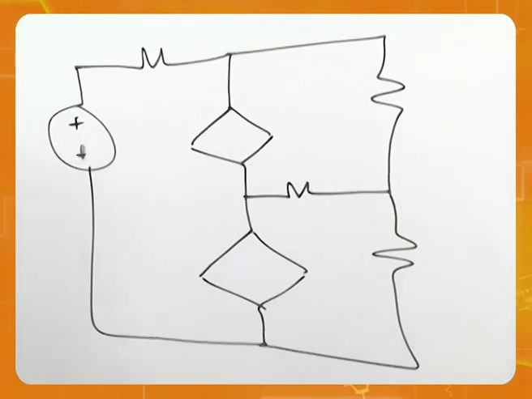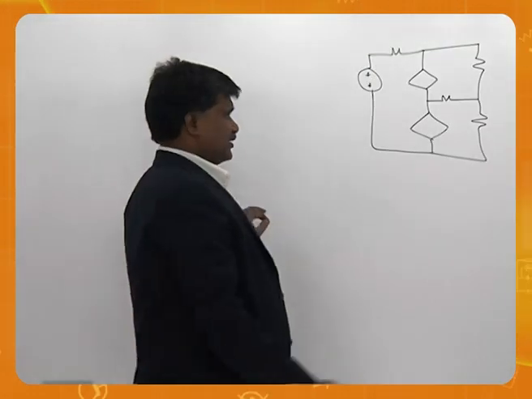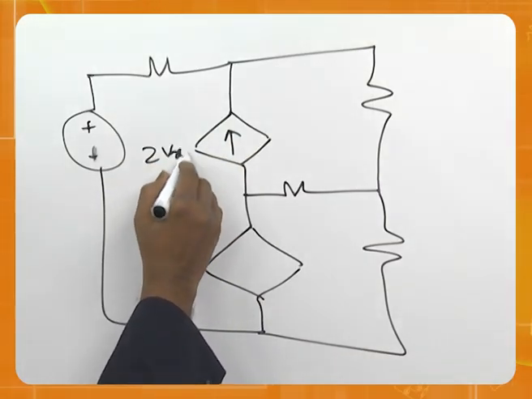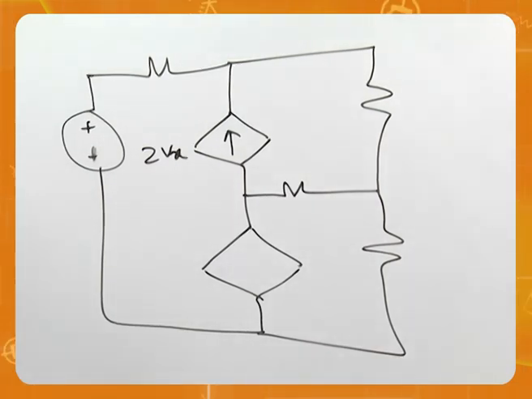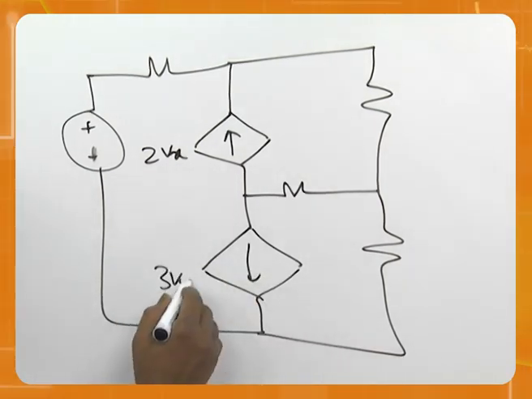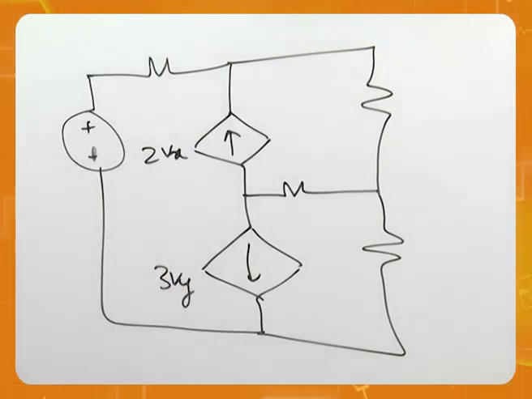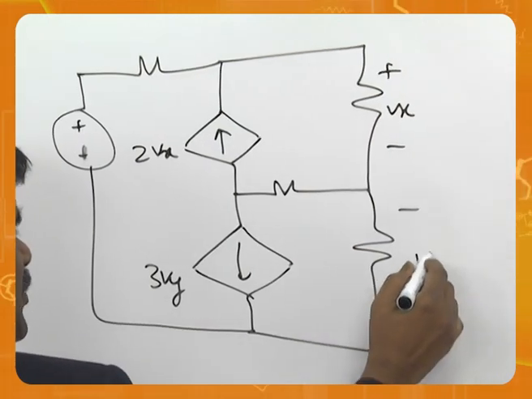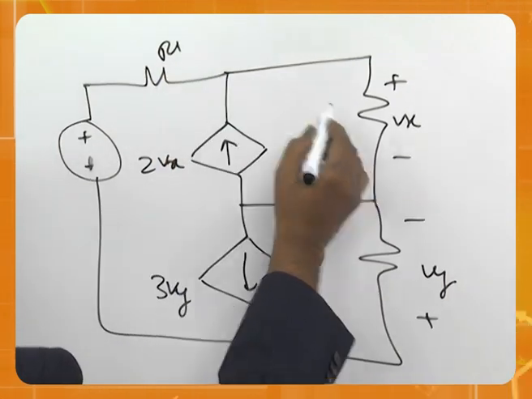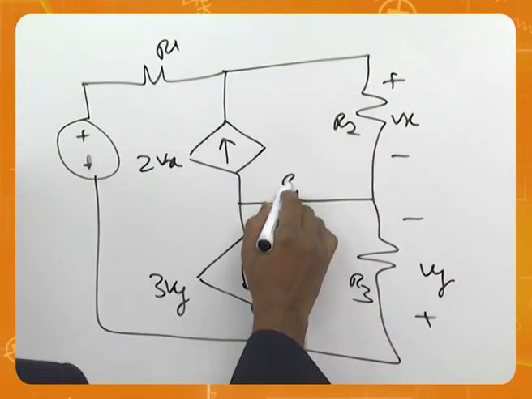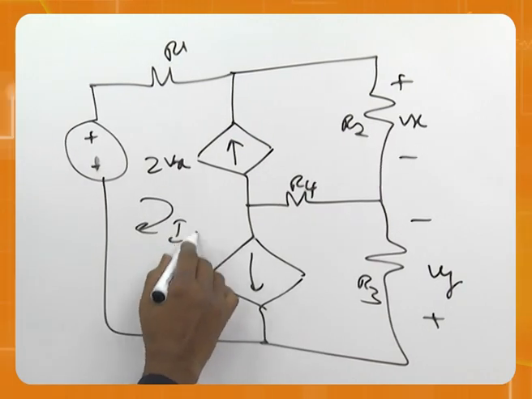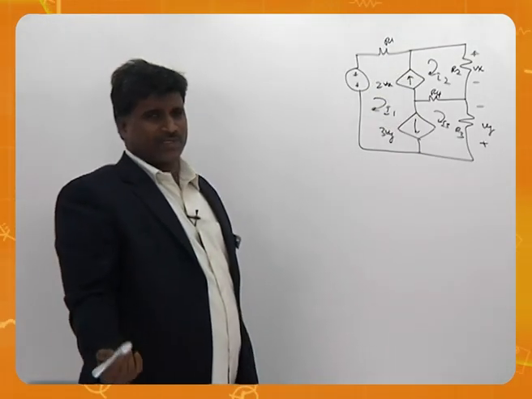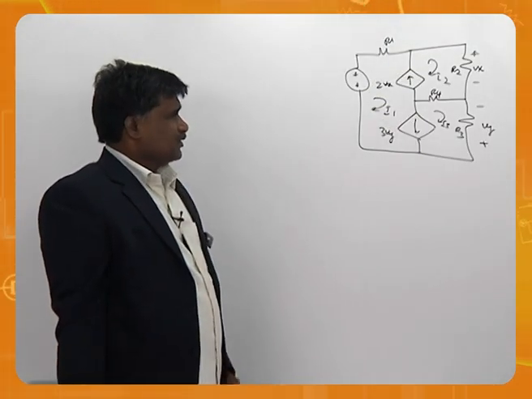This is same. I am not changing anything. The only thing I am changing is instead of voltage source I am keeping current source. This was already current source. Okay. And this is Vx, this is Vy, R1, R2, R3, R4, I1, I2, I3. These are the different sources.